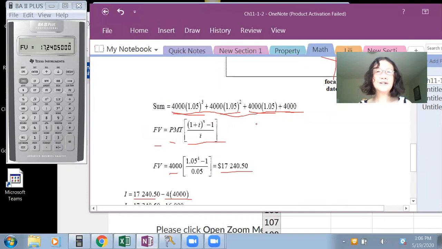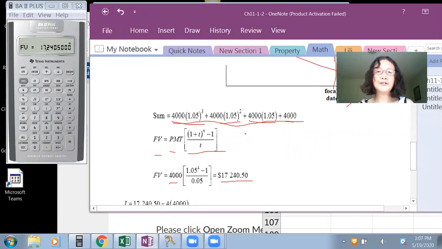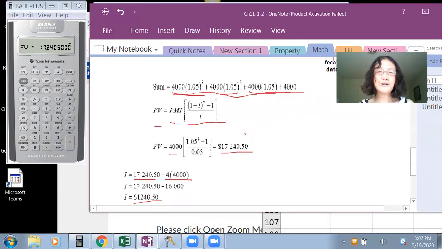So in summary, in this video we introduced some concepts of annuities and the types of annuities. We also calculated the future value of an ordinary simple annuity using 3 different methods: 1, formula; 2, calculator; 3, Excel.